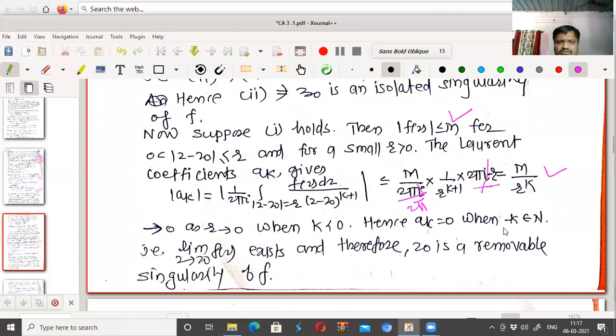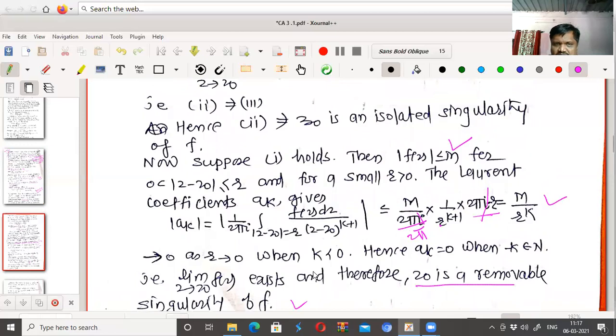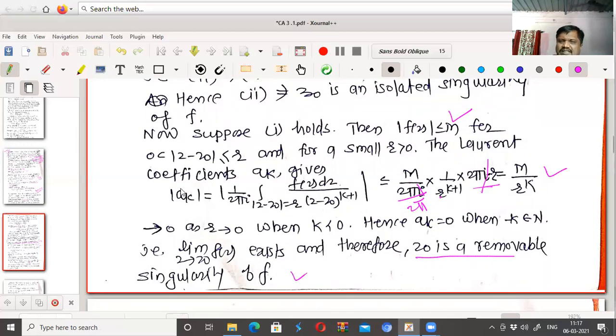When minus k belongs to N, that is, limit as z tends to z0 of f of z exists, and therefore z0 is a removable singularity of f. So these are the constants when k is less than 0.